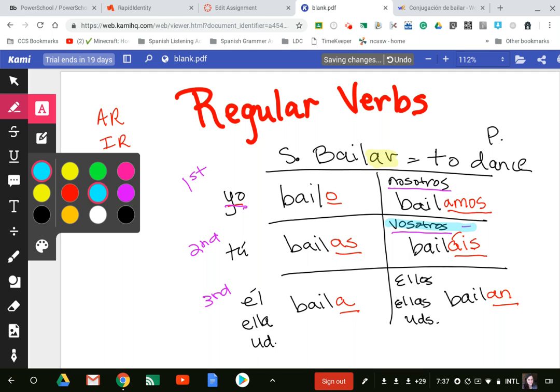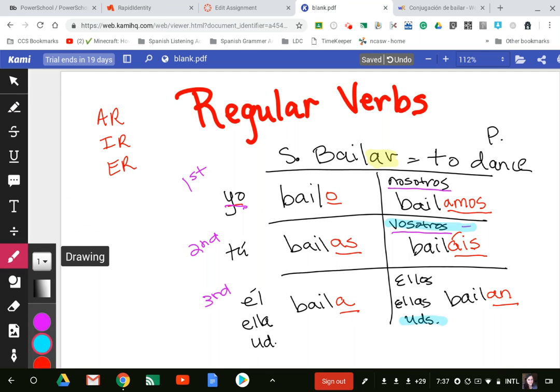What you're going to hear them use is ustedes. Both of these subject pronouns mean you all. In España, you would hear vosotros, you all. And in Latin America, you're going to hear many native speakers use ustedes. So that is second person plural. Both of these are second person plural.